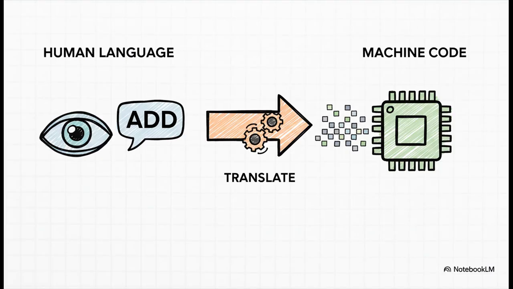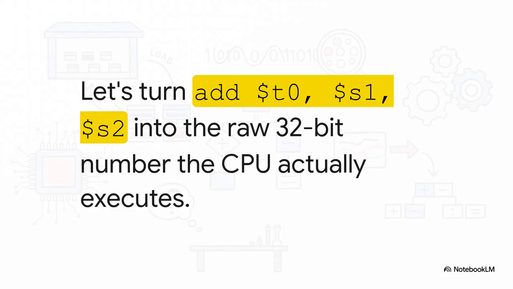Right. This is the crucial takeaway. These words, add, LW, BNE, they're just helpful nicknames or mnemonics that we use. They're for us, the programmers. The processor has no idea what add means. It can't read. It only understands one thing, patterns of electricity, high voltage and low voltage, which we represent as ones and zeros, binary.